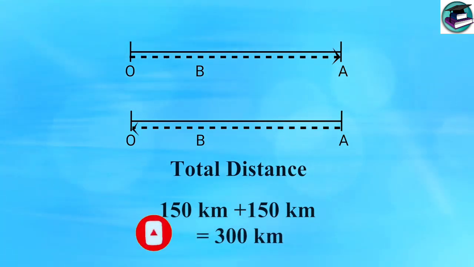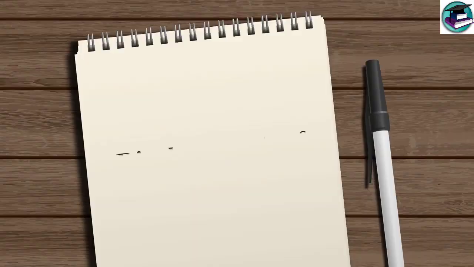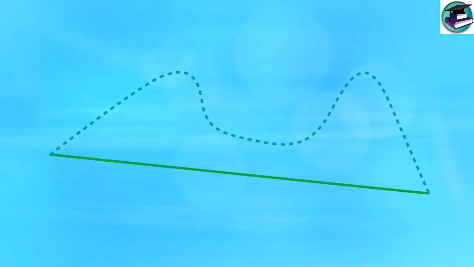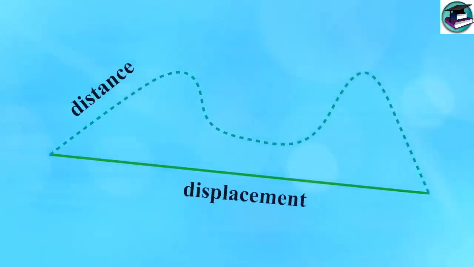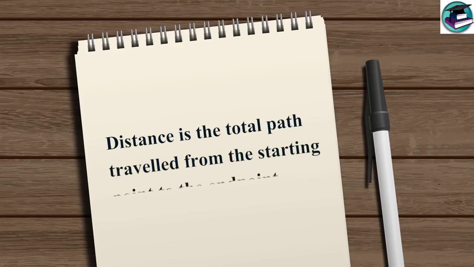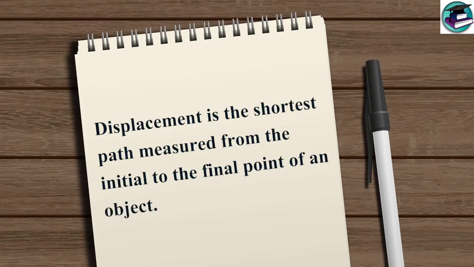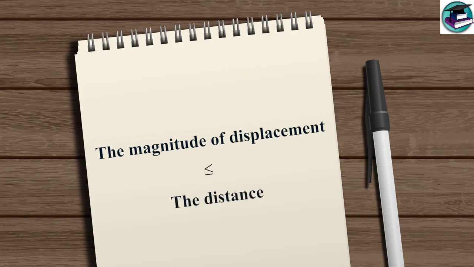Now, the initial and final positions are the same. Hence, the total displacement of the train will be equal to 0. So, now we can understand what we mean by distance and displacement. Distance is the total path travelled from the starting point to the end point. And the shortest path measured from the initial point to the final point of an object is known as the displacement. Always remember that the magnitude of displacement is less than or equal to the distance.